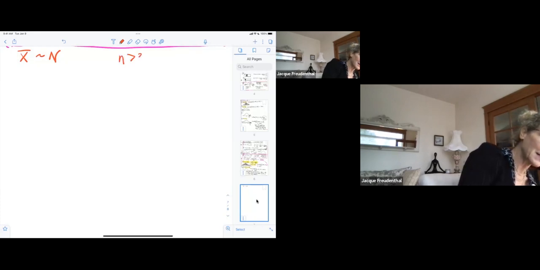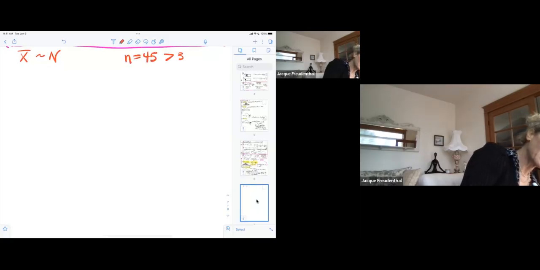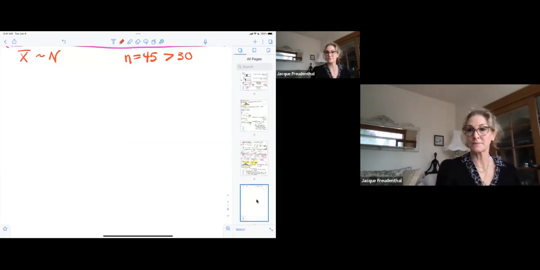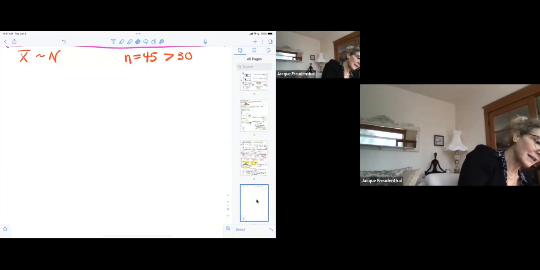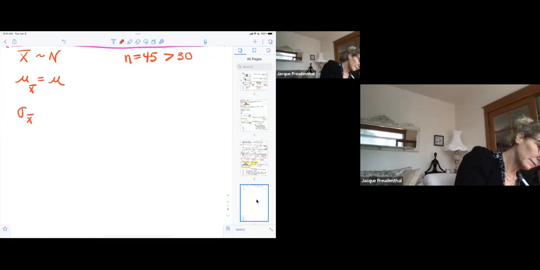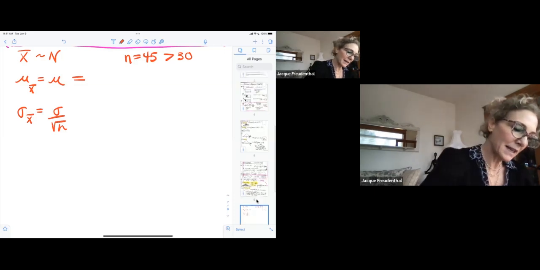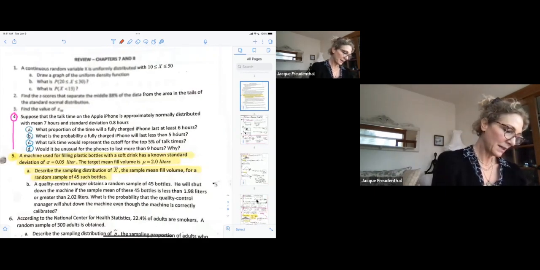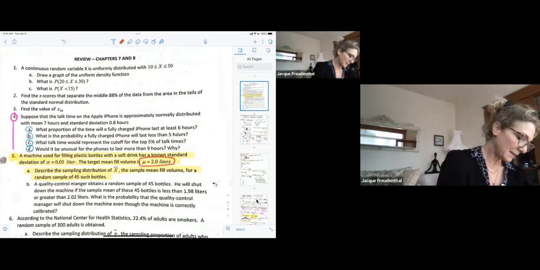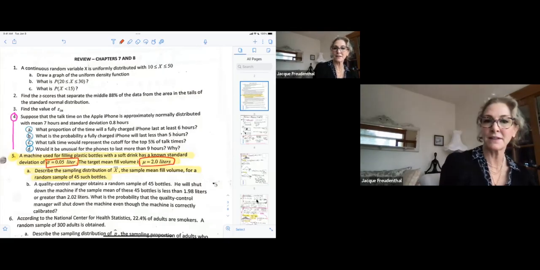Well, let me write it this way. I'll say n equals 45, which is greater than 30. Okay, so because the sample size is large, we can assume the normal distribution. Now we need to calculate. So if we can assume the normal distribution, then we can talk about the parameters. Okay, so if I go back to that problem, we know that the mean, mu, was given to be 2.0 liters, and the standard deviation was given to be 0.05 liters.